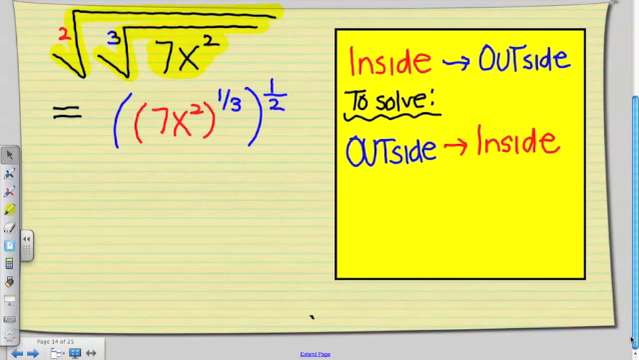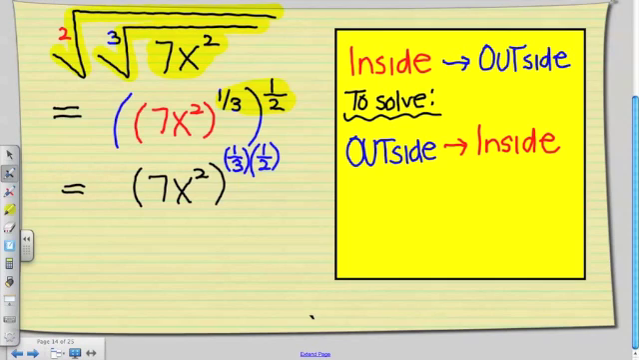The next step is going to be to solve. So to solve, I'm going to move from the outside in. So I have my 7x squared, but what I'm going to do is combine both of my powers. And to combine them, according to the power of a power rule, we have to multiply 1/3 times 1/2. So that gives me 7x squared to the power of 1/6.